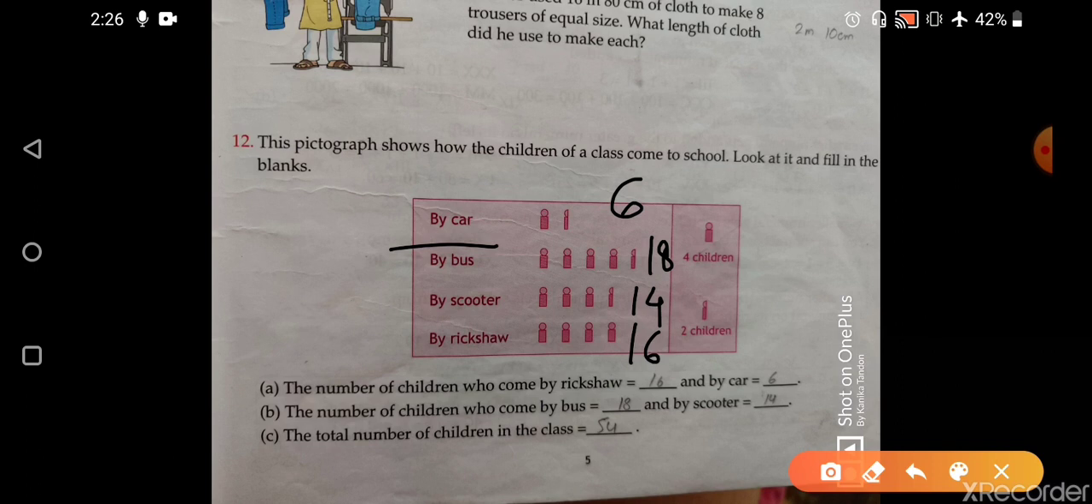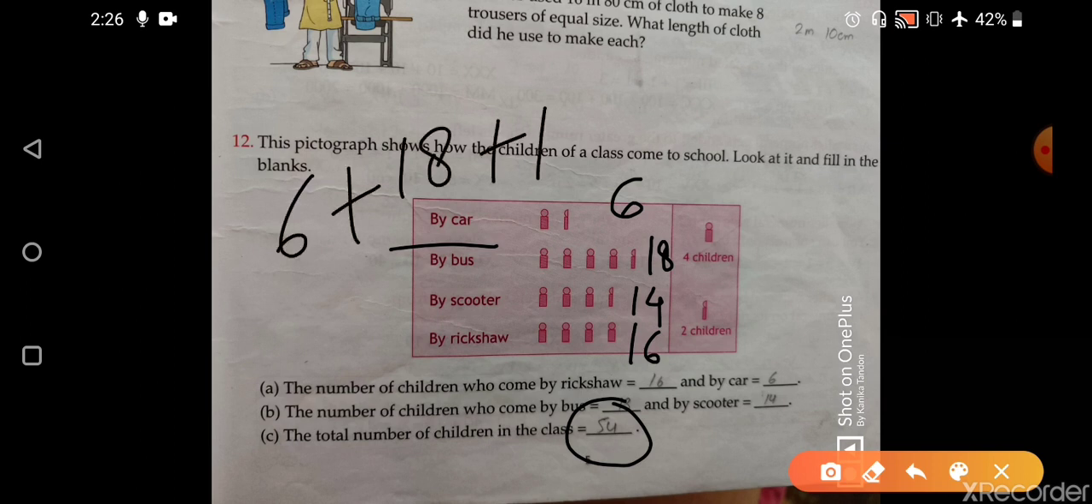And the total number of children in the class is 54. How come this answer is 54? When we add 6, 18, 14 and 16 together, the answer will be 54. So the total number of students in the class were 54.